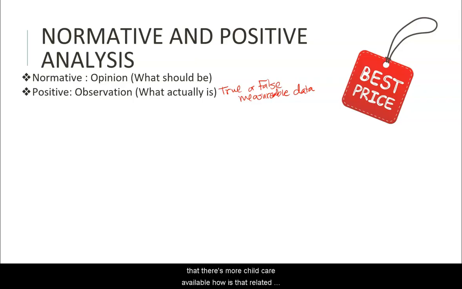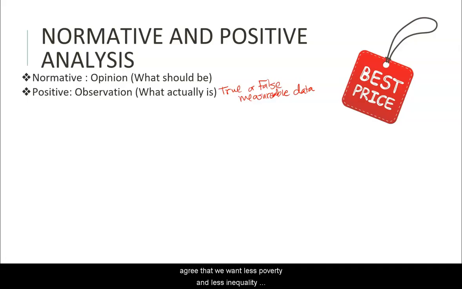We can say, okay, what happens in states or cities where there's more childcare available? How is that related to the data on poverty? So my opinion might be, I see this data, it reduces poverty, so I think we should spend more resources on that. But if you remember back from when we talked about trade-offs, if we do spend more on that, it means we have less available for something else. And so we have to make that choice.